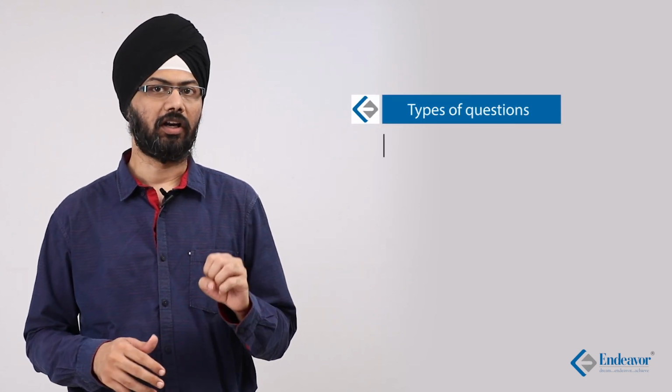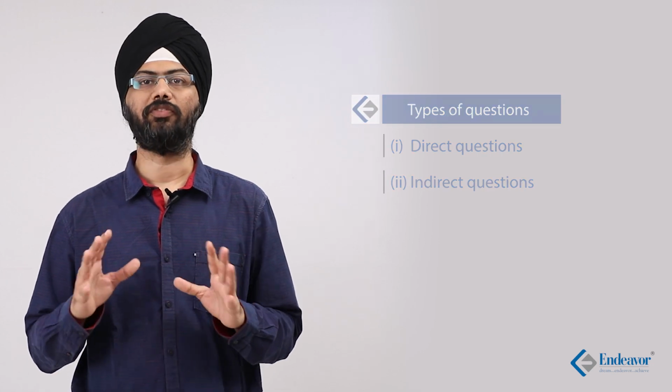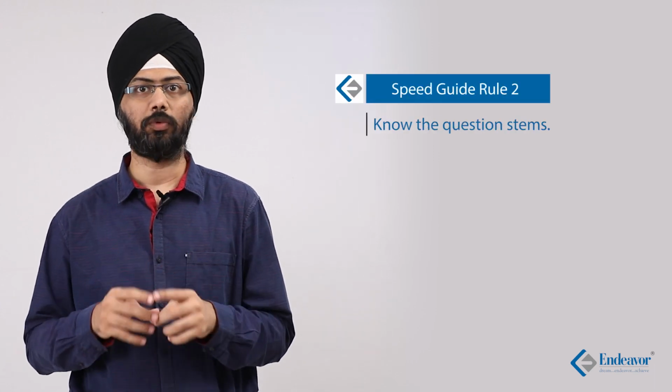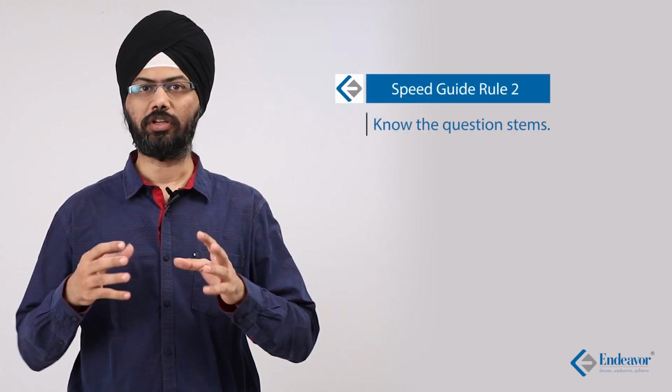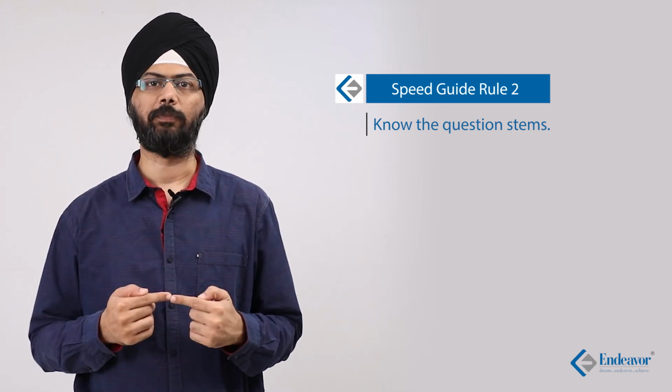Classification 2 would be the types of questions, because knowing the types of questions is also a part of my speed guide. There are generically only 2 types of questions. There are direct questions and there are indirect questions. How do I differentiate between the two? From the way I identify a question. Because when I say question, I always talk about question stems. What is a question stem? It is that statement that tells you what you are expected to do.